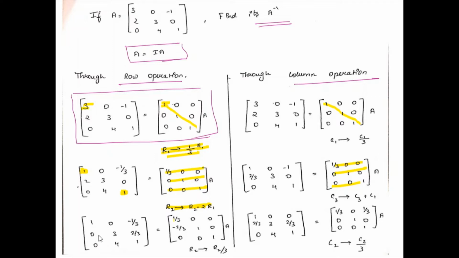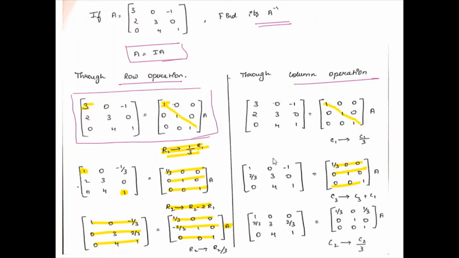When we apply this operation, the matrix will become 1, 0, minus 1 by 3, 0, 3, 2 by 3, 0, 4, 1 equal to 1 by 3, 0, 0, minus 2 by 3, 1, 0, 0, 0, 1 into A. As I said, you should always do this transformation on both sides, LHS and RHS. Now we will see this in column operation.